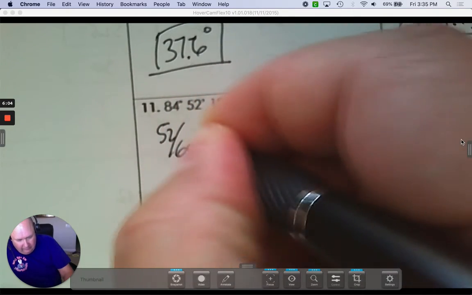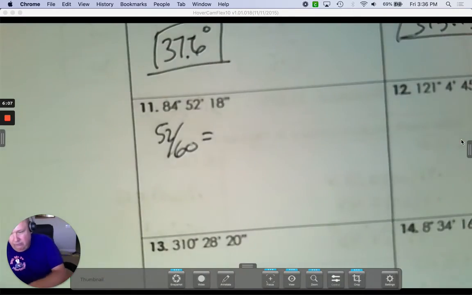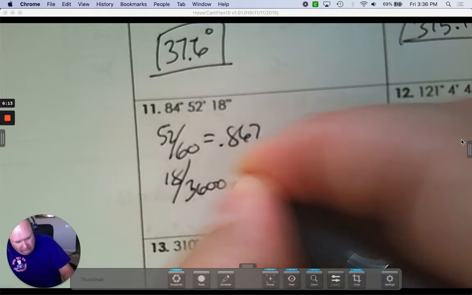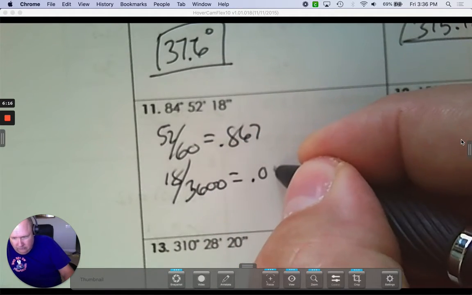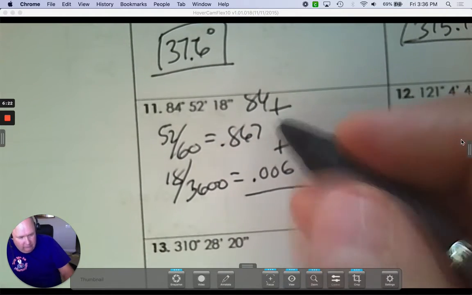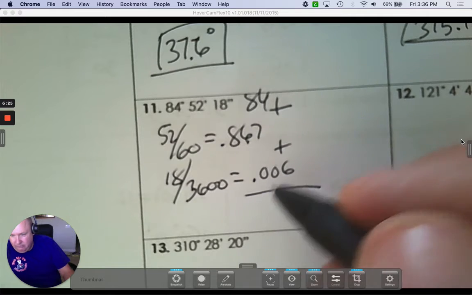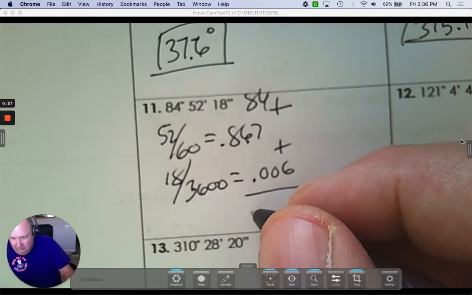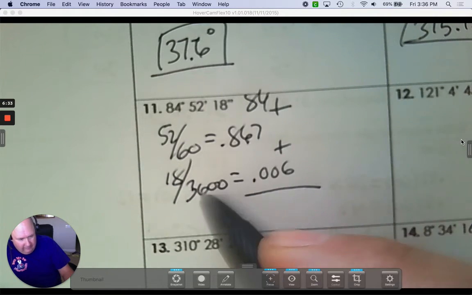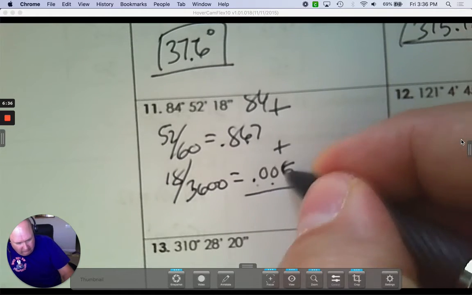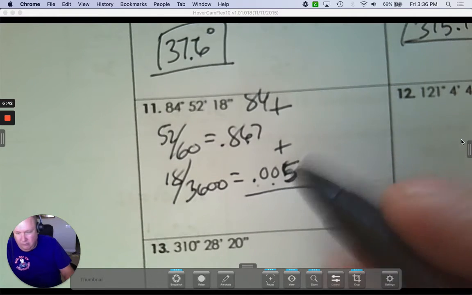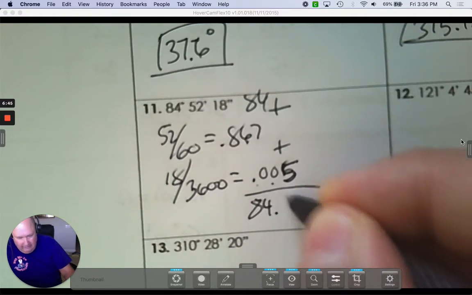For number 11, 52 minutes. Divide that by 60. What decimal is that out of an hour? So that's 0.867. We have seconds. Take the seconds divided by 3,600. That's 0.006. And then we're going to add that to 84. So we're going to add these up. So 84 plus 0.867 plus 0.006. Actually, this should be 18 divided, should be 0.005. Sorry. So now add these up, 84.867, 0.005, and you get 84.872 degrees.